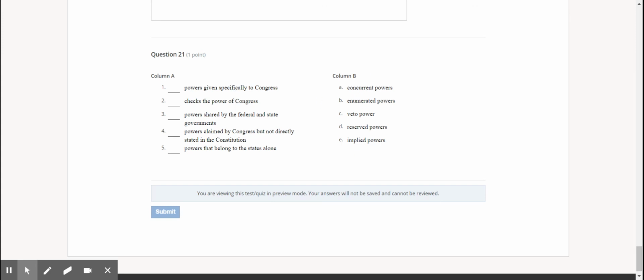The powers that are given specifically to Congress are those: concurrent powers, enumerated, veto powers, reserved powers, or implied powers. Checks the powers of Congress: concurrent powers, enumerated powers, veto power, reserved power, or implied powers. The powers that are shared by the federal and state governments are those: concurrent, enumerated, veto, reserved, or implied powers. The powers claimed by Congress but not directly stated in the Constitution are those: concurrent, enumerated, veto, reserved, or implied. And lastly, the powers that belong to the states alone, we call those: concurrent, enumerated, veto, reserved, or implied.